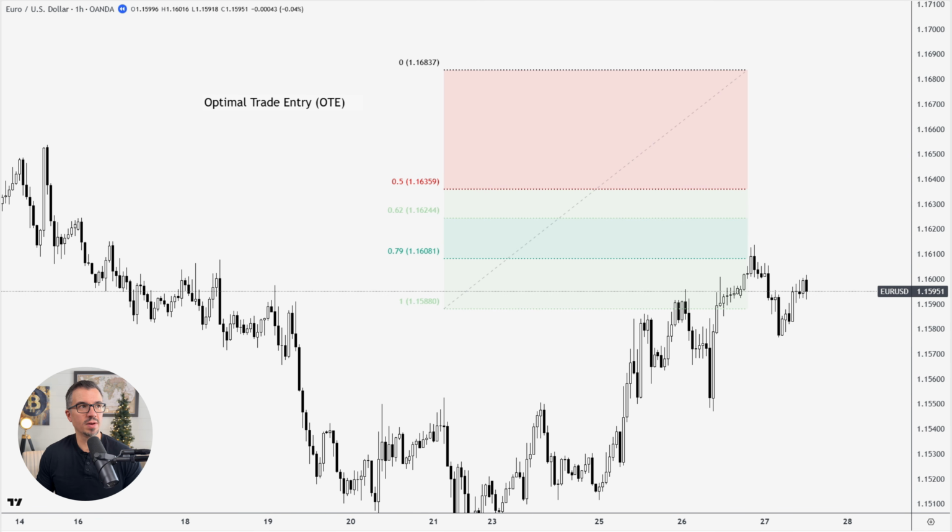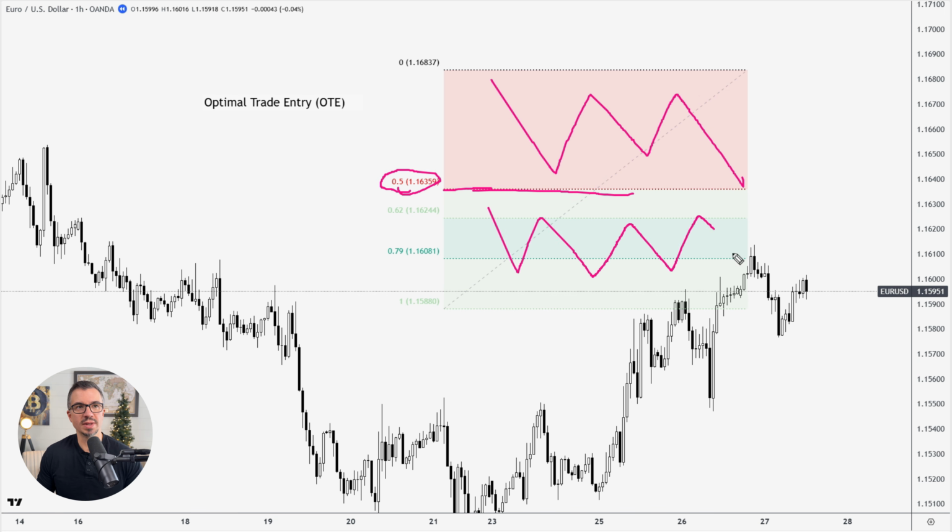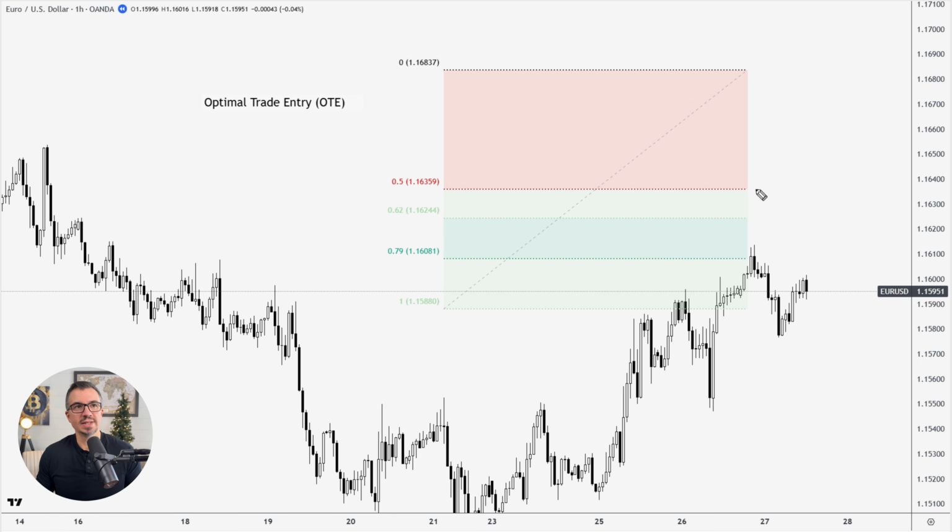Okay, so just like above, we know that this up here is going to be premium. Everything down here below the 50% line is going to be discount. Now, you'll also notice that I have the 79 and 62. So these are the 79% and 62% levels. Now, the nice thing about this is what's considered OTE, this area through here, this darker green box.